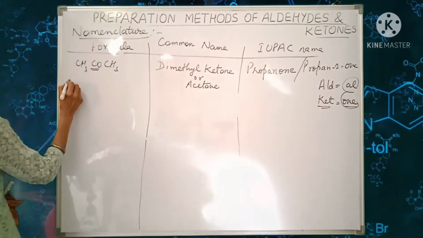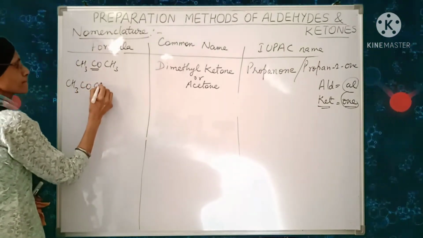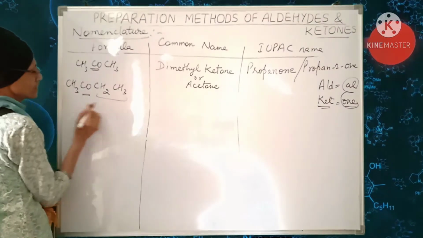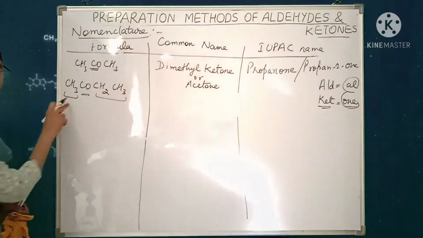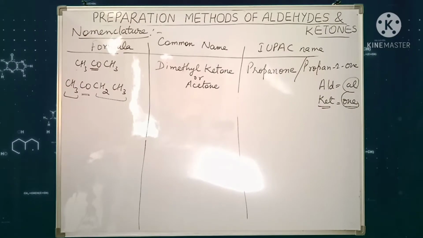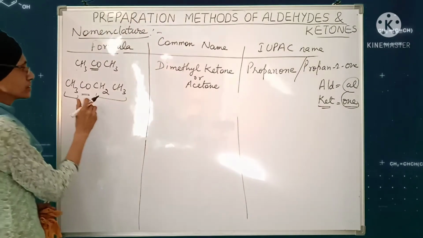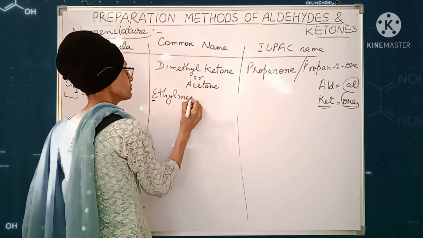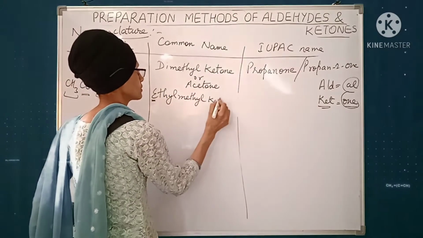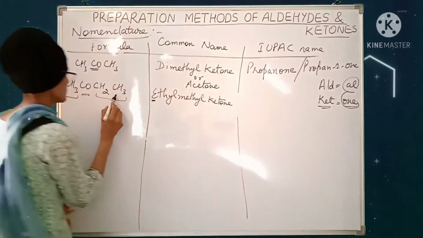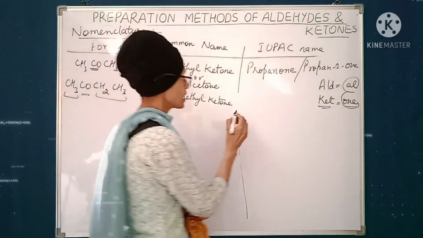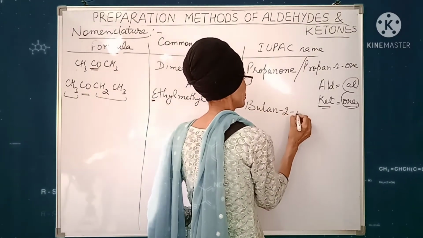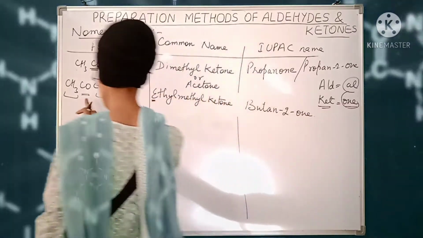Now the next member. You can see that this is the functional group. On one side we have ethyl, on the other side we have methyl. So the common name will be ethyl methyl ketone. Ethyl comes first because alphabetically E comes first. The IUPAC name depends on the number of carbon atoms. 4 carbon atoms, so the word root will be but. Butane-2-one, because the ketonic group is present at carbon number 2.